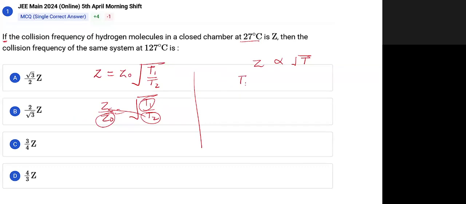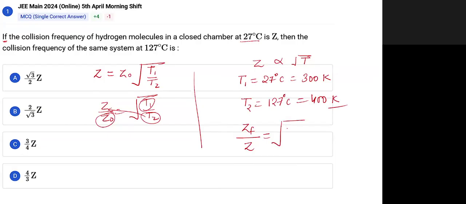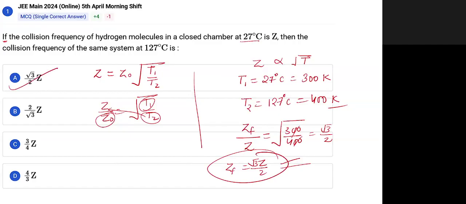So initially T1 is given to you as 27 degrees Celsius. In Kelvin scale, it will become 300 Kelvin. And T2 is given to you as 127 degrees Celsius, so definitely it will become 400 Kelvin. Now Z upon Z naught at 27 degrees Celsius, it is Z. So we will say that Z final upon Z initial is what? Z equals square root of T1, which is 300 upon 400, equals square root of 3 by 2. So Z final is nothing but Z root 3 by 2. Okay. So that option is the correct option.